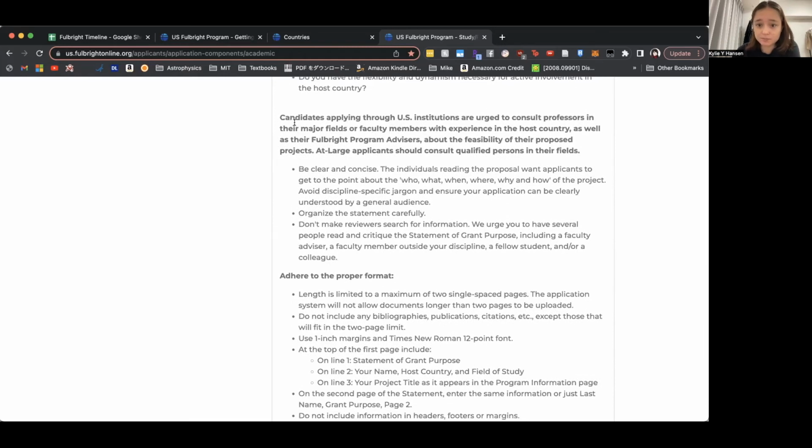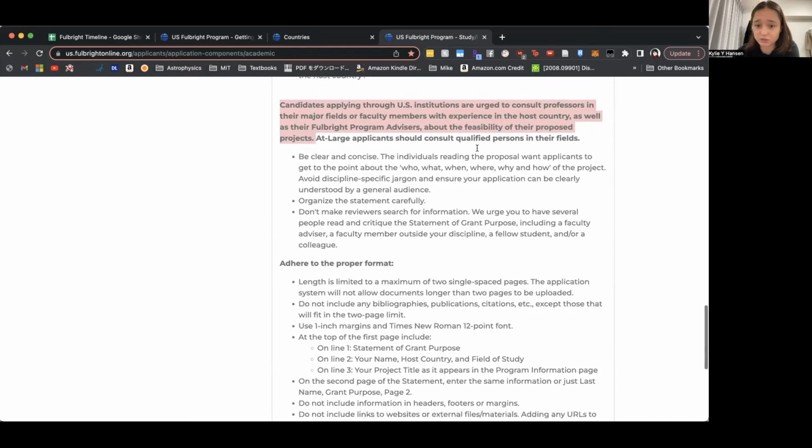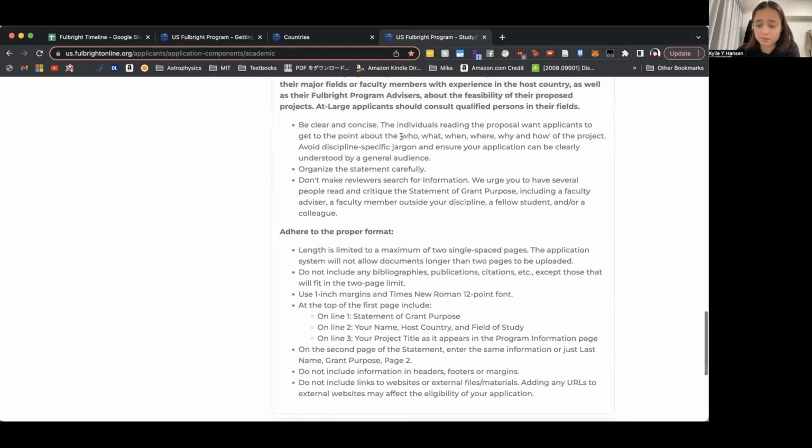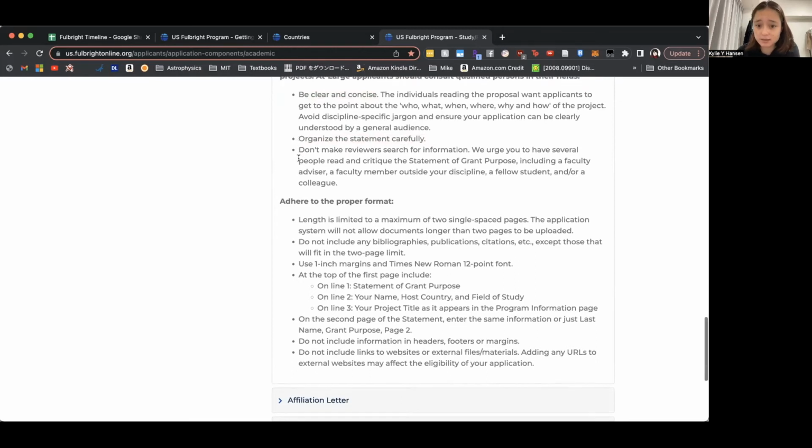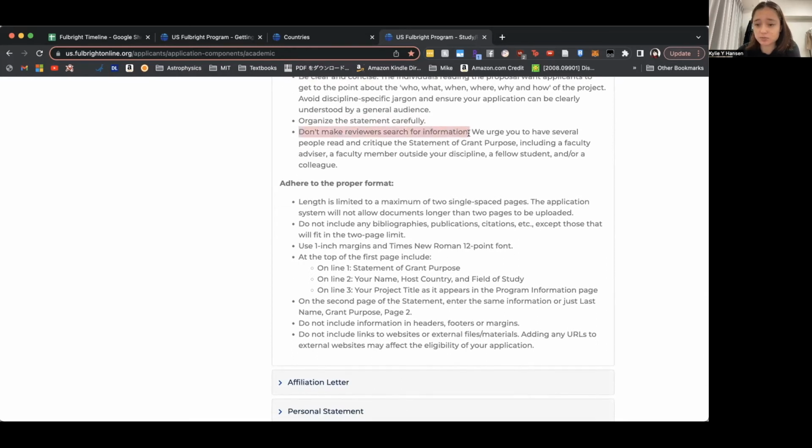Here we go. Basically saying that if you are applying through your school, talk about your project with professors there. Some general tips here: be clear and concise, obviously. Basically every application you should be clear and concise. Organize it carefully, so that it flows well and makes sense timeline-wise. And don't make the reviewer search for information, of course.